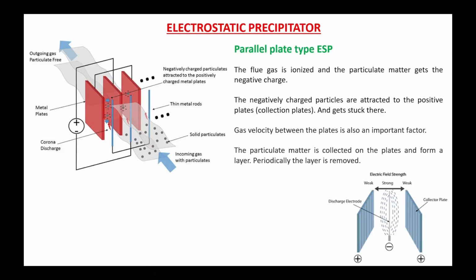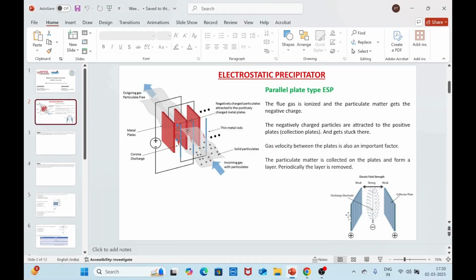Once the collection plate is covered with the particulate matter, it is disconnected, and then it is cleaned up. After that, we have the cyclone. The cyclone predominantly uses centrifugal force as the main mechanism to remove the particulate matter from the gas. After that, we have something called a fabric filter, wherein fabrics are used for removing the particulate matter from the gas. So it's more like a filtration technique.